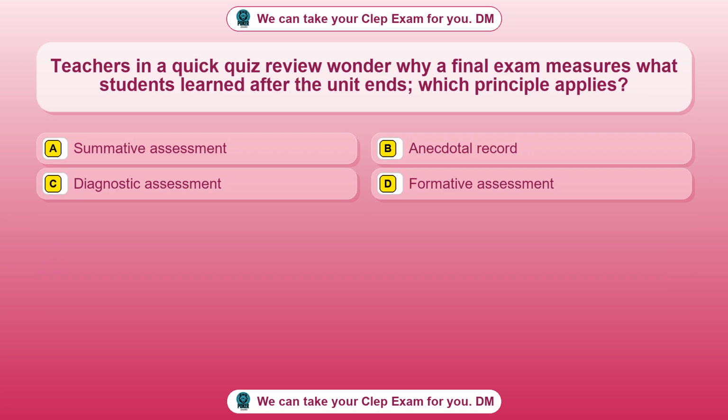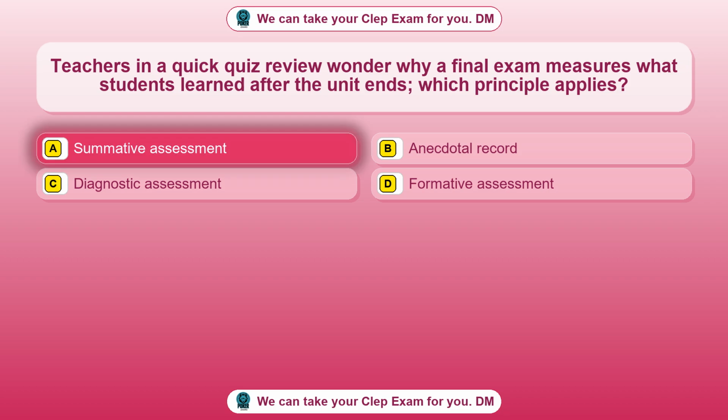Question 53. Teachers in a quick quiz review wonder why a final exam measures what students learned after the unit ends. Which principle applies? Option A, summative assessment. Option B, anecdotal record. Option C, diagnostic assessment. Option D, formative assessment. The correct answer is option A.